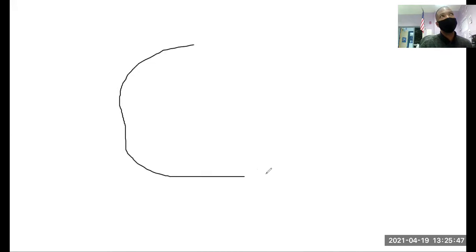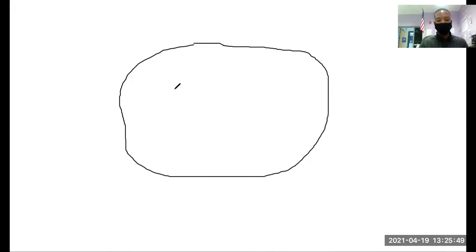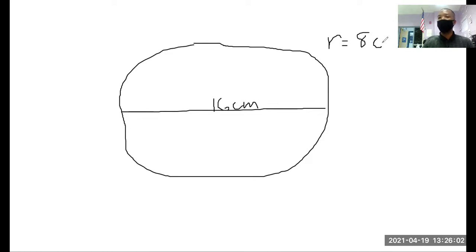Let's work out this question together. This is my circle. It's a pizza. If my diameter is 16 centimeters, it means that my radius is 8 centimeters. Don't forget the unit. You can never, ever forget the unit. To find the area of the circle, A equals pi r squared. So we do pi, and the radius is 8 centimeters. We do 8 squared. Technically 64 pi.